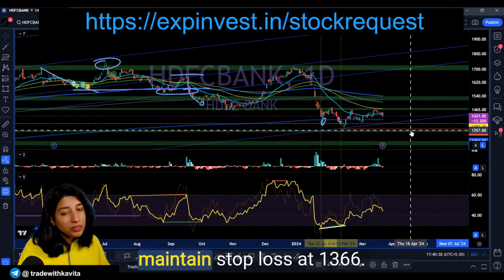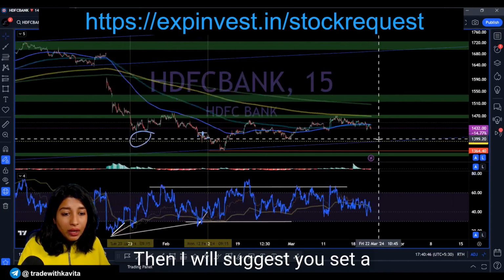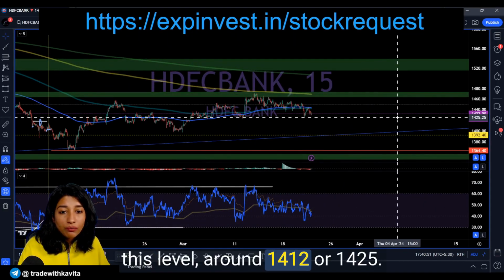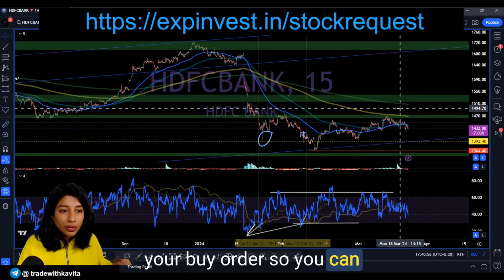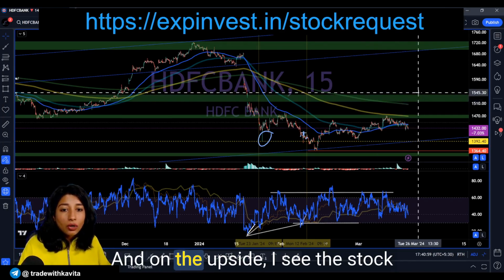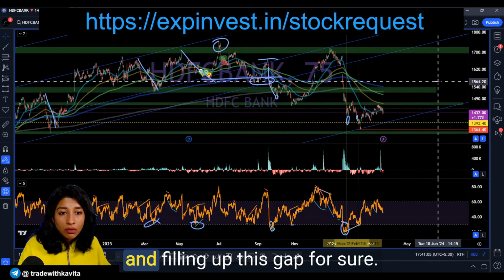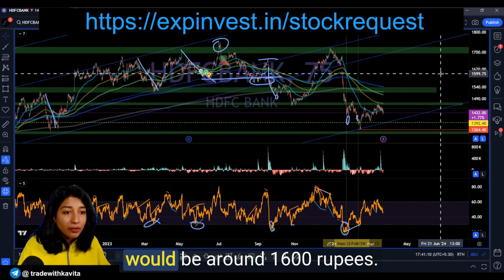So I would suggest please maintain stop loss at 136. And if you want to average it out a little bit, then I would suggest you set a GTT order somewhere near this level, around 1412 or 1425. Between that range, you set your buy order so you can average out your cost a little bit. And on the upside, I see the stock gunning for this resistance zone and filling up this gap for sure. So my target for HDFC Bank would be around 1600.